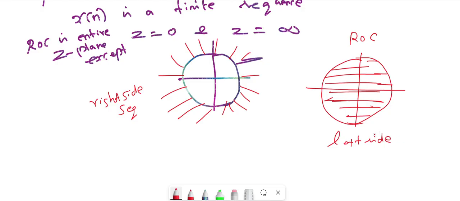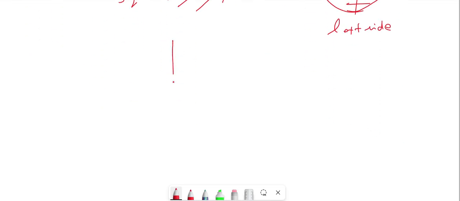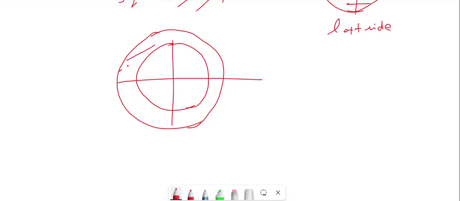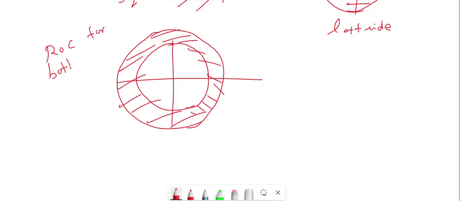For both side sequence, generally the ROC will be this. This is the ROC for the both side sequence. ROC for both sided sequences.